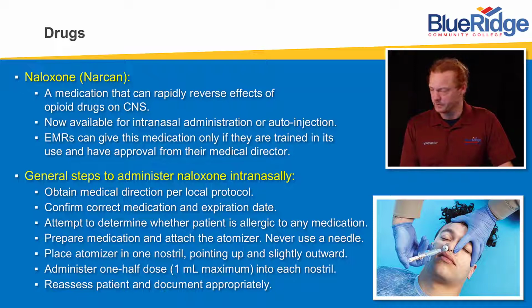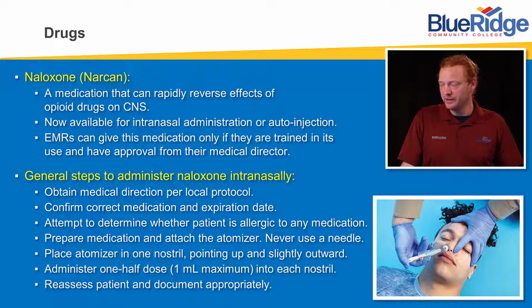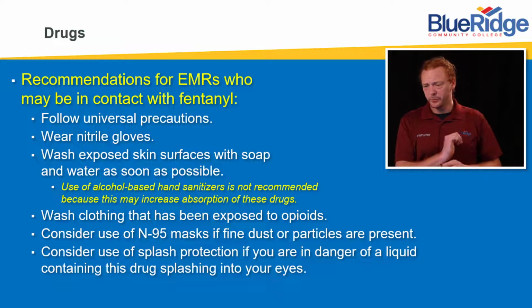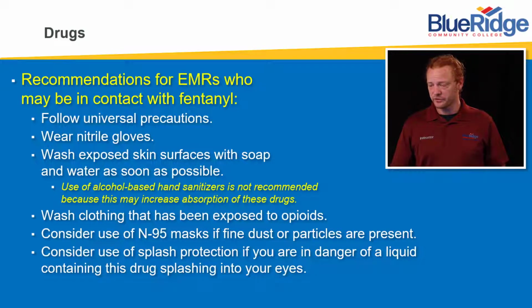If not, prepare the medication and attach the atomizer to the syringe. Never use a needle for atomizing intranasally. Place the atomizer in one nostril, pointing it slightly upward. Administer half of the dose into that nostril, and then administer the second half in the opposite nostril. Then reassess your patient and document appropriately. Follow universal precautions. Wear your nitrile gloves. Wash exposed skin surfaces with soap and water as soon as possible if you have received contact from a substance.